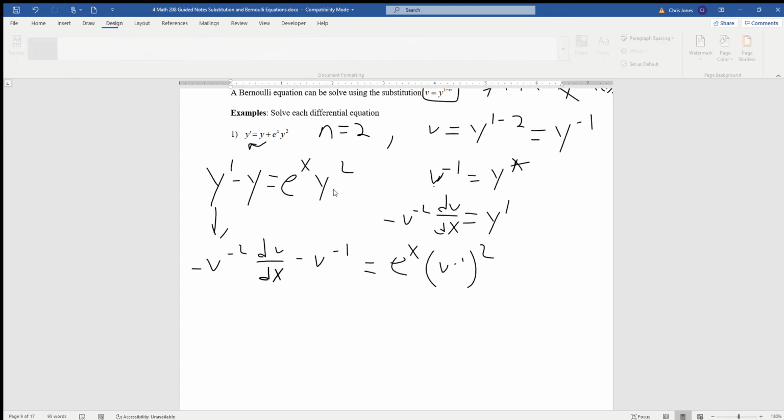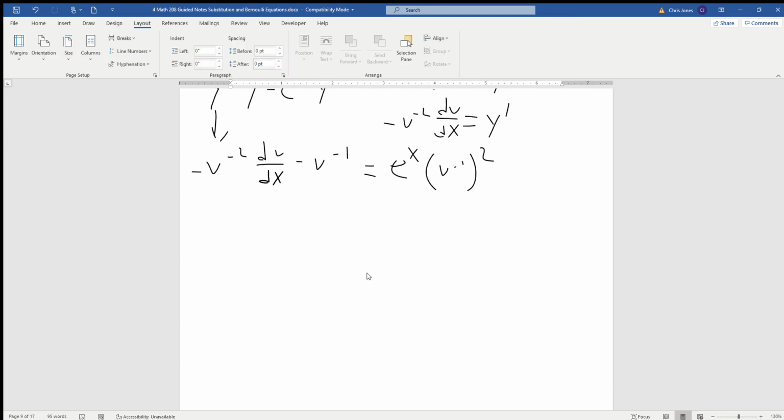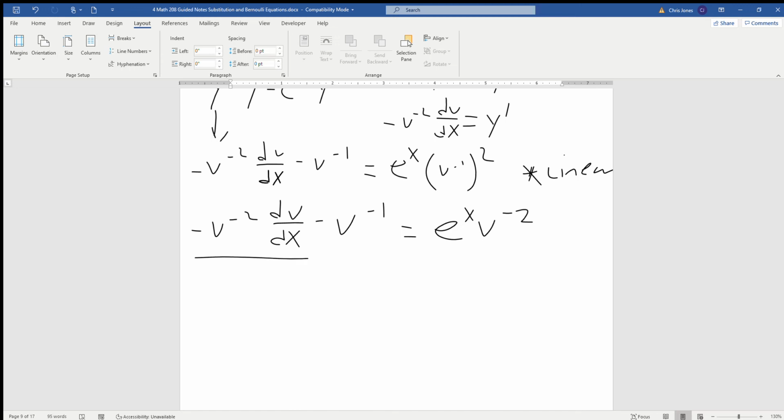Or, in other words, if we simplify that just a little bit using some basic algebra, we get minus v to the minus 2 dv/dx minus v to the minus 1 equals e to the x times v to the minus 2. Remember, when you raise a power to a power, you multiply those. Now what we have this time is a linear differential equation. And how do we know it's linear? Well, let's start by dividing everything by minus v to the minus 2.